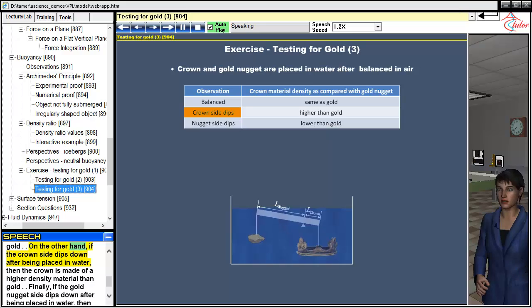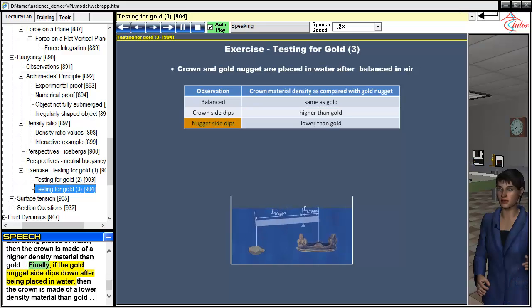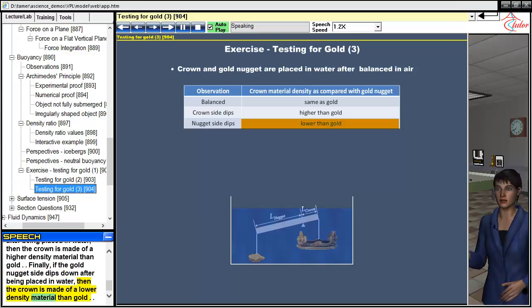On the other hand, if the crown side dips down after being placed in water, then the crown is made of a higher density material than gold. Finally, if the gold nugget side dips down after being placed in water, then the crown is made of a lower density material than gold.